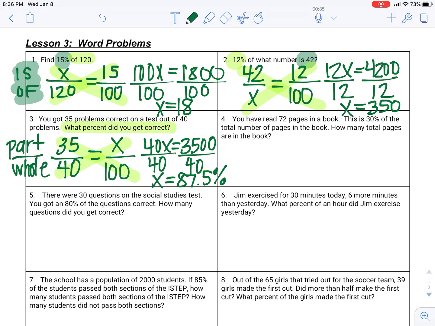All right, problem number 4. You've read 72 pages in a book. This is 30% of the total number of pages in the book. How many total pages are in the book? So the question is asking us to find the total, or the whole, what the book is from front to back. So when I set up the percent proportion, I can see right here that it's giving me the percentage read. So that's 30 over 100. And it tells me there's 72 pages that you have read. So you've only read the part of that. So we're looking for the whole.